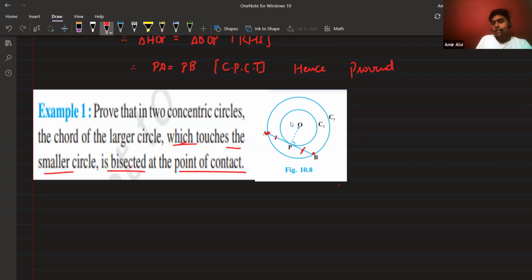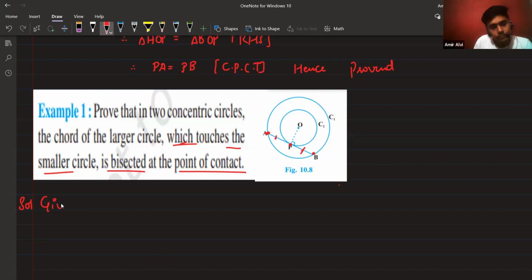So basically, it's saying that this is the point of contact. It means that it is the tangent for this smaller circle because only one point of contact is there. Clear, everybody? Any doubt? No, sir. Sure? Yes or no? So let's solve this question.